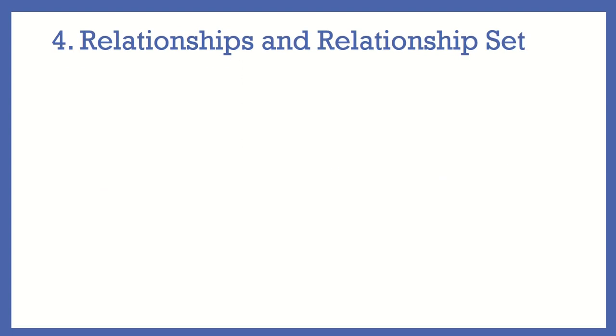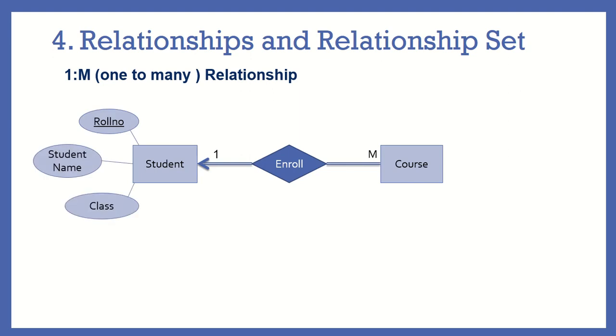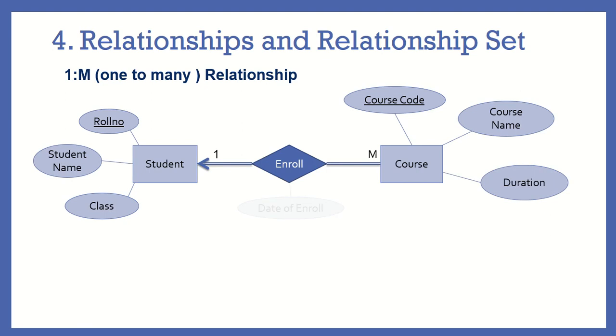First is one to many relationship. Consider one-to-many relationship enroll exists between the entity set student and course. Attributes of entity set student are roll number, which is a primary key, student name, and class. Whereas attributes of entity set course are course code, which is a primary key, course name, and duration. And date of enroll is the attribute of relationship set enroll.